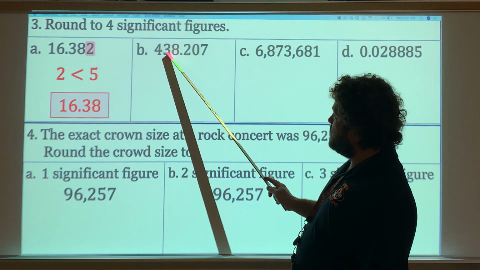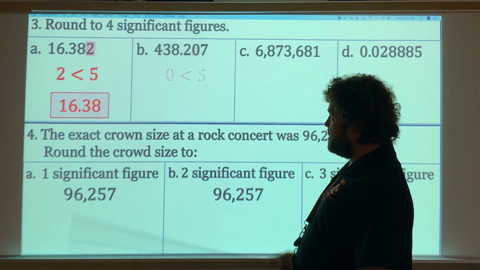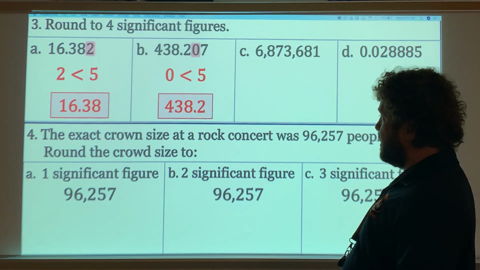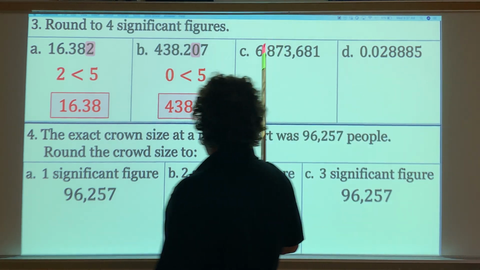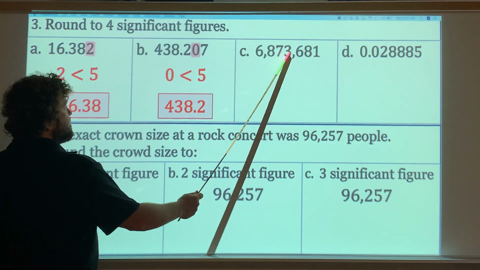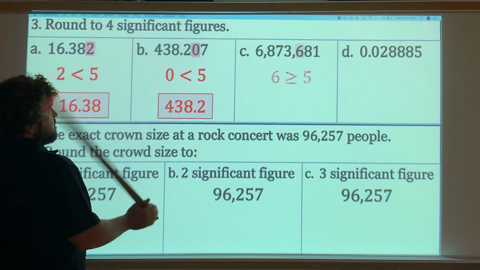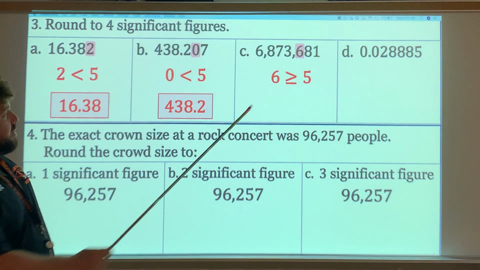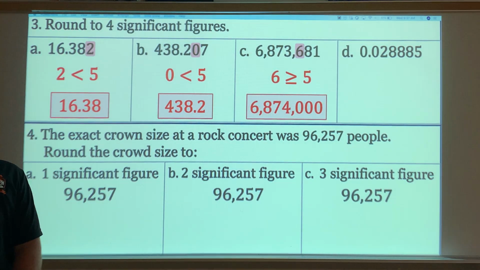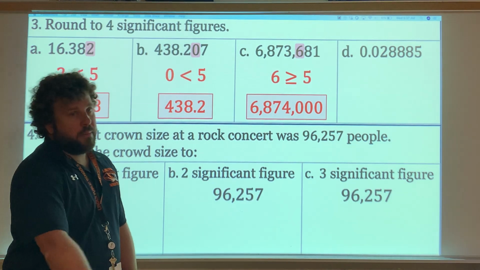Right, I'm going to go a little bit quicker now because I assume that you guys are doing all these. 4, 1, 2, 3, 4. You're going to round to the 10th place. You can use the 0. Less than 5. 438 and 2/10. 1, 2, 3, 4. You're going to round to the thousands place. You're going to use that 6, which is greater than 5. So the 3 rounds up to a 4. 6,874,000.